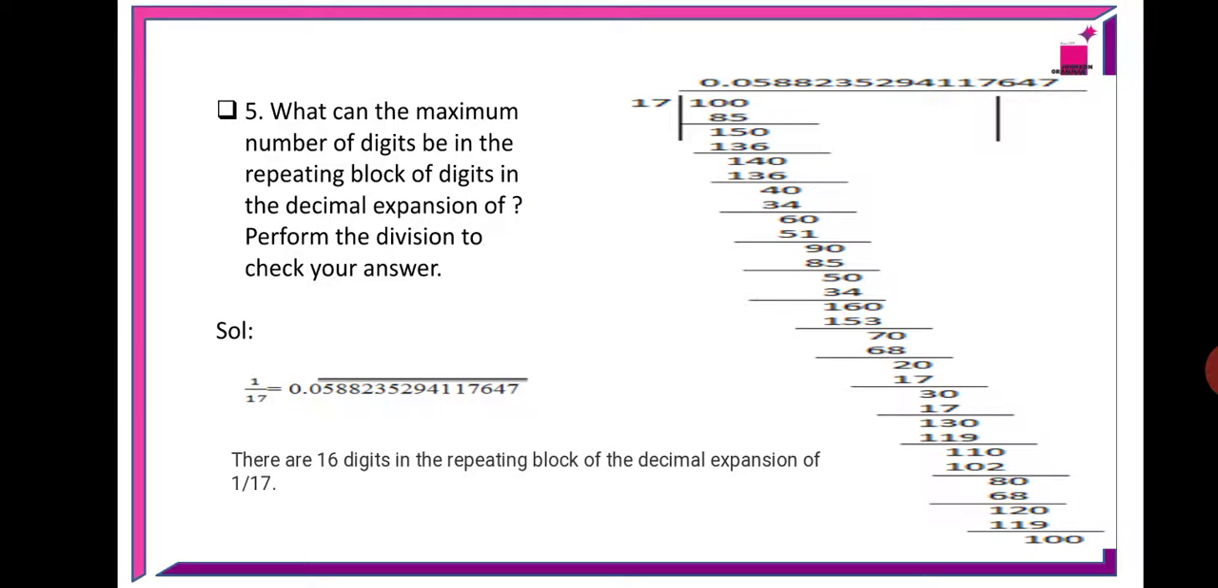What can be the maximum number of digits in the repeating block of digits in the decimal expansion of 1 by 17? Perform the division to check your answer. You can see there are 16 digits in the repeating block of the decimal expansion of 1 by 17.